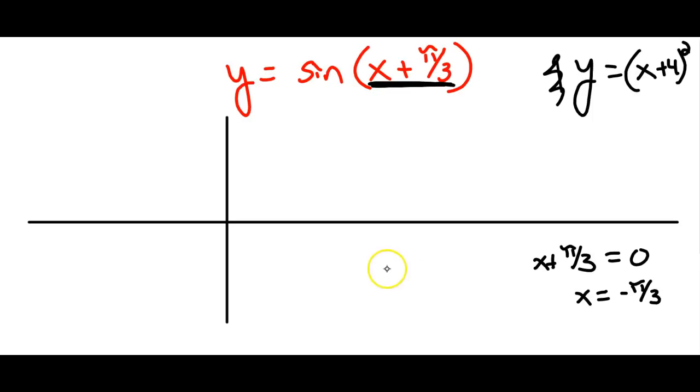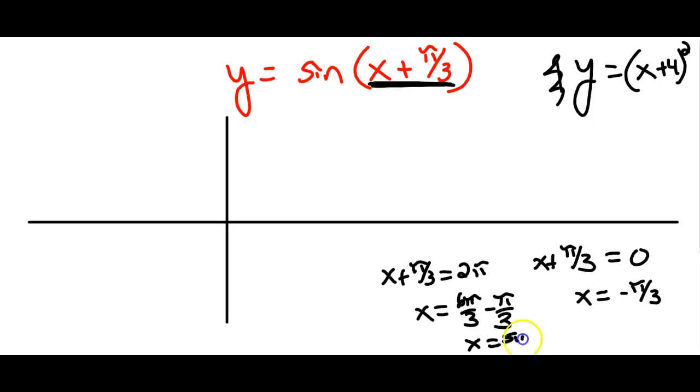Take again what's in the parentheses and set it equal to 2 pi and solve for x. So this one requires a little more work. We know that 2 pi is the same thing as 6 pi over 3. That's just getting the common denominators. So x equals 5 pi over 3.